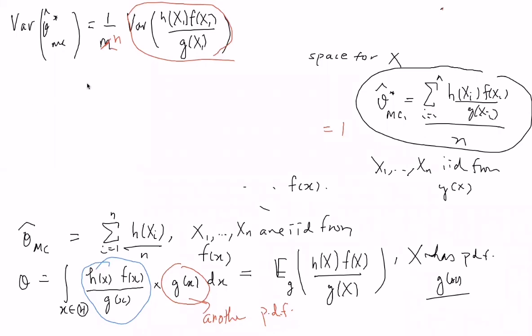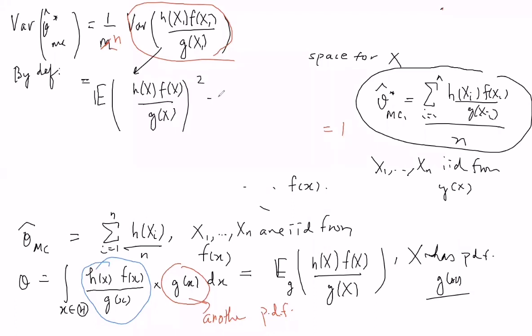It looks kind of complicated, but actually we may not need to evaluate it totally, just find some kind of bound for it. So by definition, this whole part here is equal to the expectation of the square, subtract the square of the expectation.